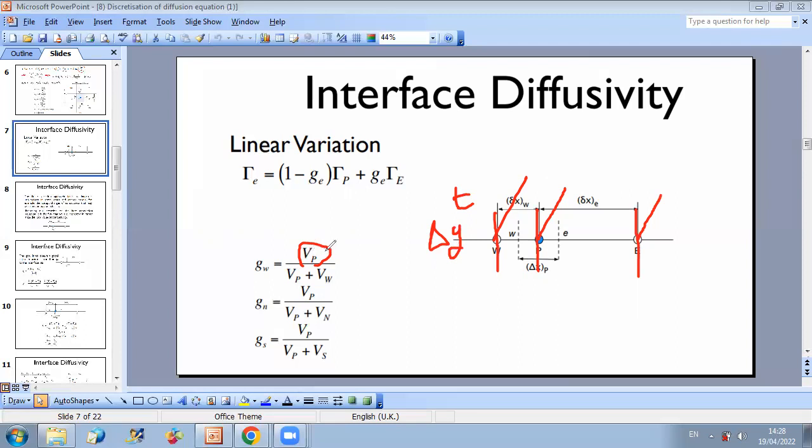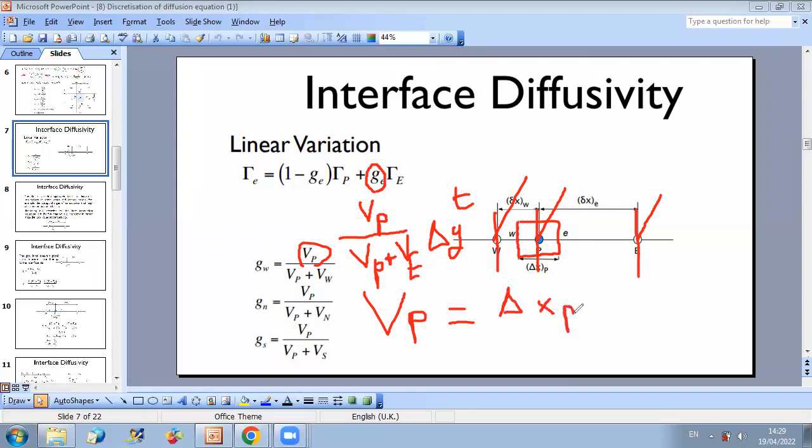Now we convert it to delta x. Our function of volume. So if you define G at east as the volume of the control volume centered at P over the volume centered at P plus the volume centered at east, what do we get? If you want to express it as a function of delta x, you know that the volume of this control volume centered at P, VP, can be defined as follows: delta x of cell P times thickness times delta y, okay?